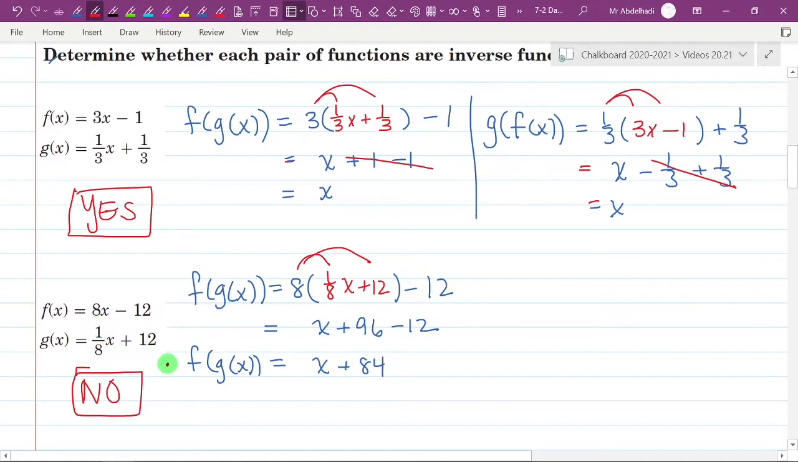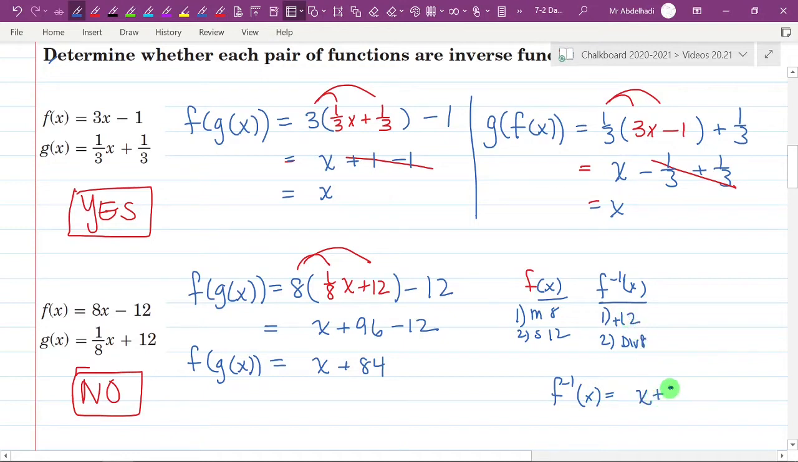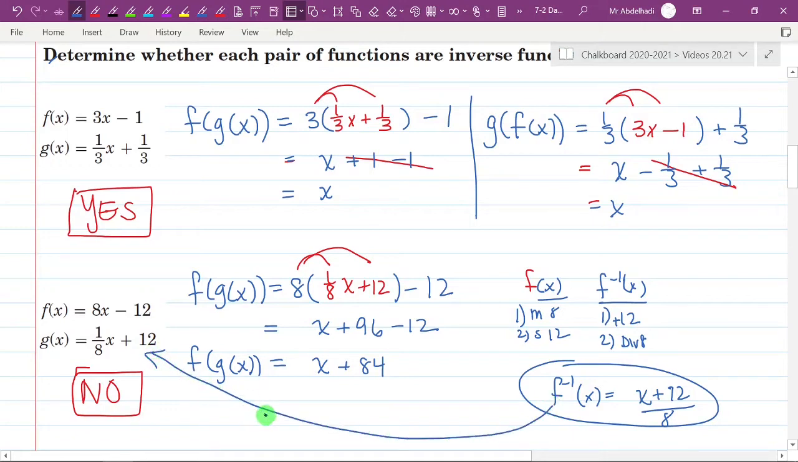So if you wonder, what's wrong with it? It looks like it works. Well, think about the verbal method. Okay, if f of x is multiply by 8 and subtract 12, the inverse would have to add 12 and divide by 8. So f inverse would be, you'd start with your x, plus 12, over 8. It would look like this, not like this.